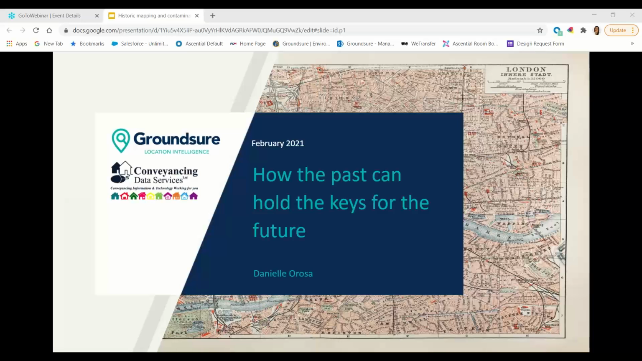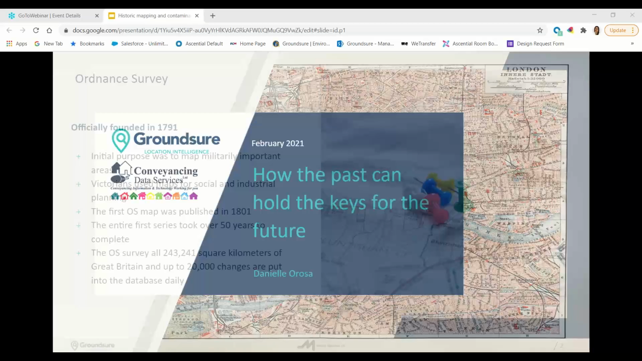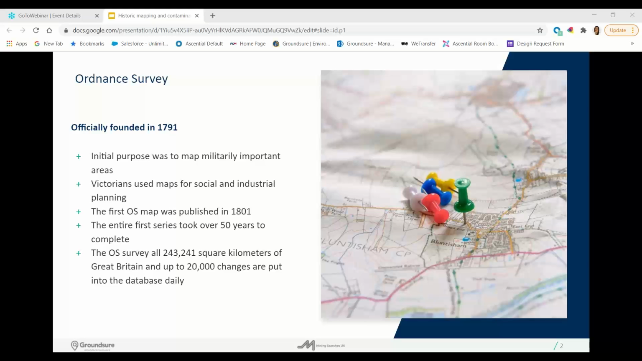So in this presentation, we are going to look at historic mapping, its origins, and its importance in the environmental data that we use for our reporting, and effectively how it will benefit you and your clients. Today we're going to start at the very beginning and the foundation of all environmental data, which is mapping.